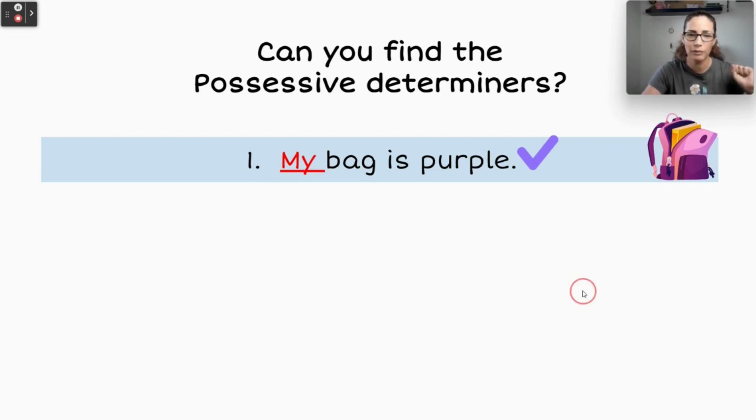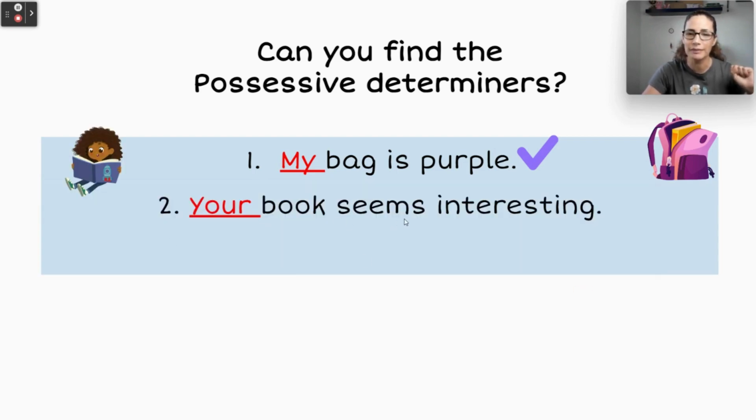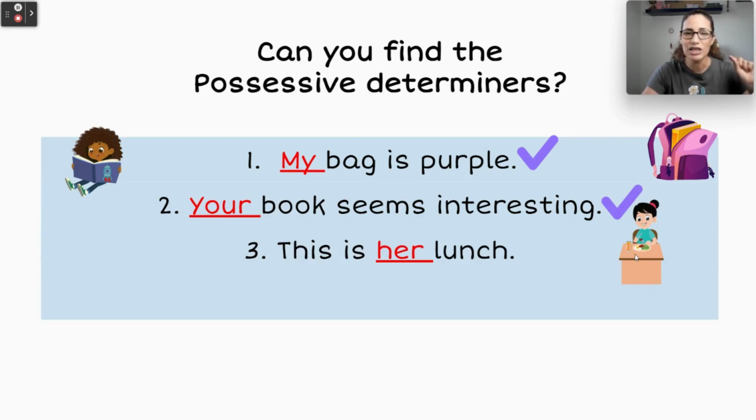Okay. Number 2. Your book seems interesting. Your book seems interesting. Whose book? Your book. The book belongs to you. Your book. Give yourself a little tick. This is her lunch. Whose lunch? Her lunch. Okay, this is her lunch.